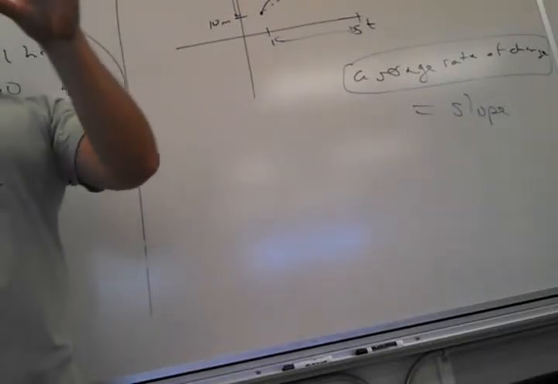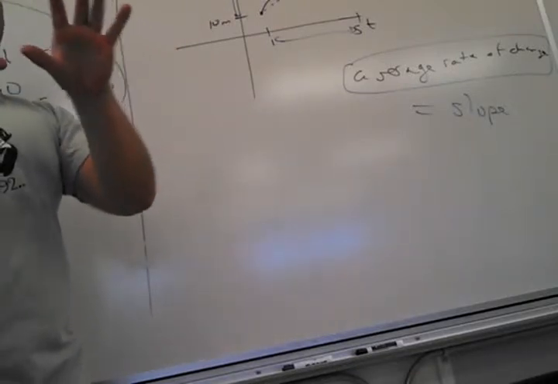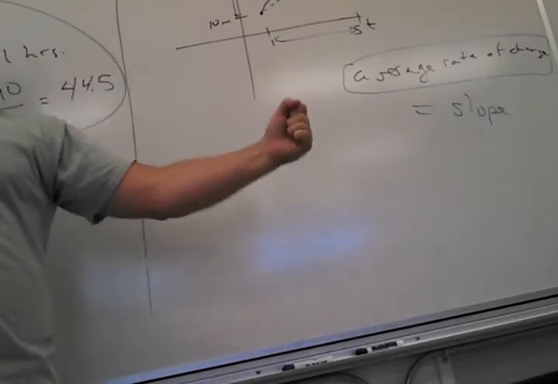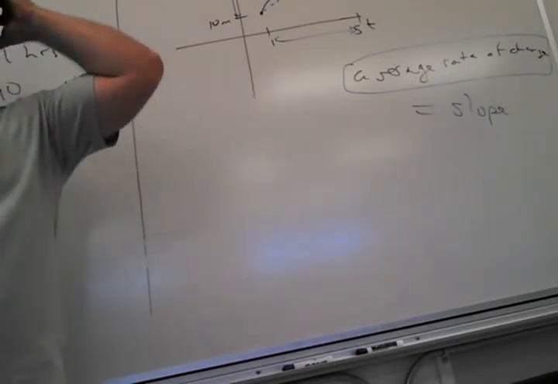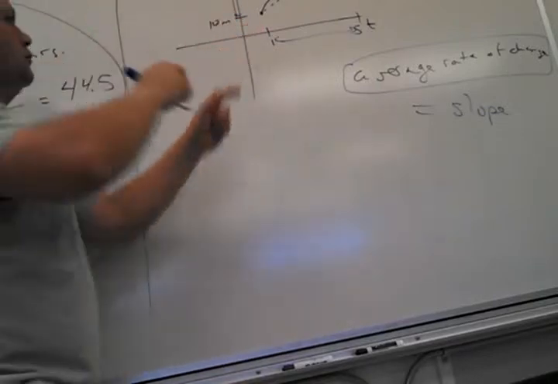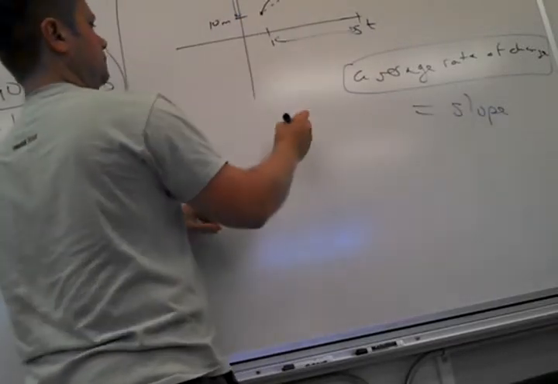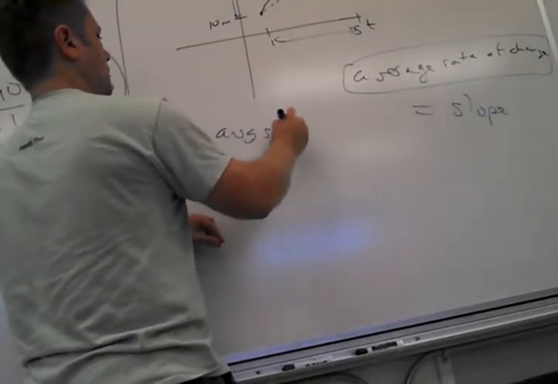So realize that section 2.4 is really just constantly asking you, find the slope between these points. That's really all it's asking you. So you can just count. So how would you find this average speed here? 20 divided by 4.